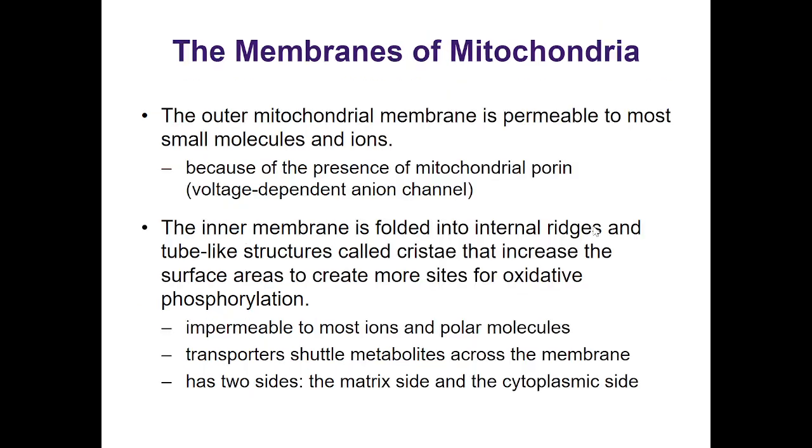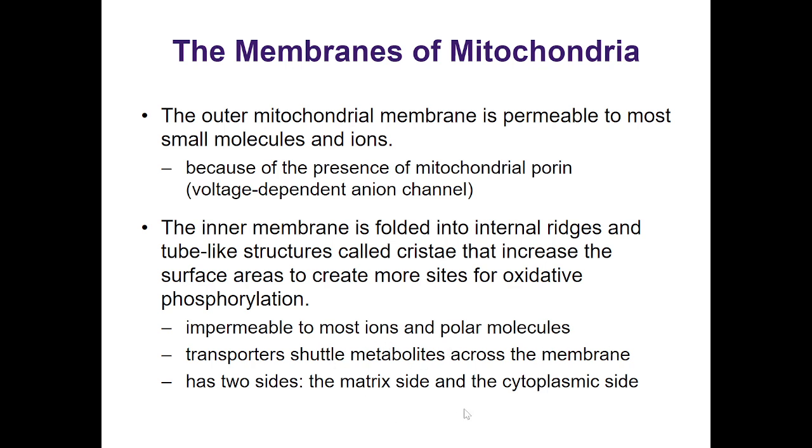Okay. So the outer mitochondrial membrane is going to be permeable to most small molecules and ions because of the presence of mitochondrial porin, which is the voltage-dependent anion channel. The inner membrane is going to be folded into internal ridges and tube-like structures. Those are the cristae. They increase the surface area to create more sites for oxidative phosphorylation. They're impermeable to most ions and polar molecules. They have transporters to shuttle metabolites across the membrane.